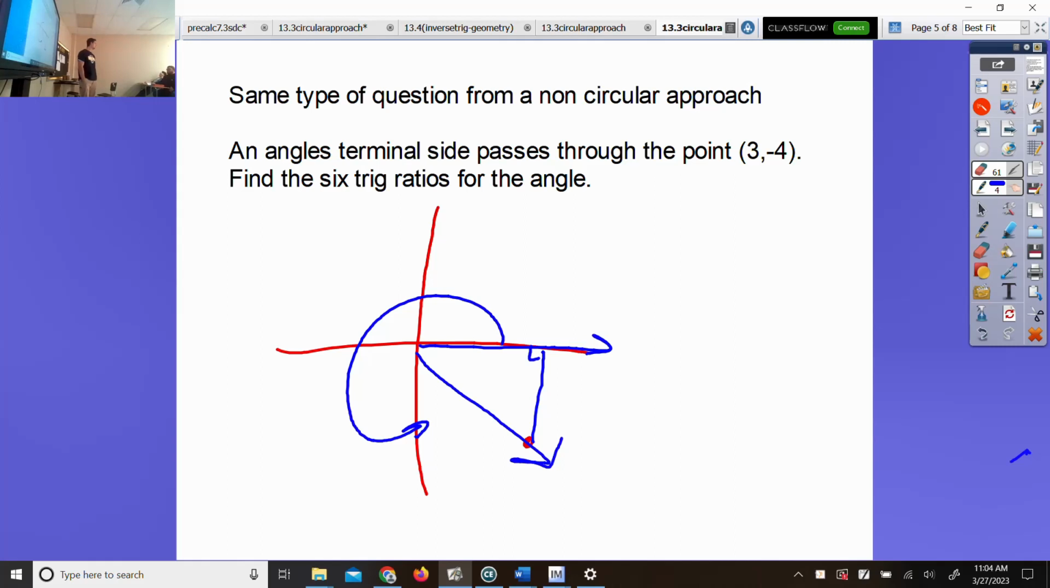Haven't you? To get to this point, how many units right did you move? 3. You moved 3 units right. And then you fell 4. Seems really weird to put a negative length on a triangle. The triangle's not really there. I'm not saying the triangle has a length of -4. I'm saying to get to that point, I fell 4.